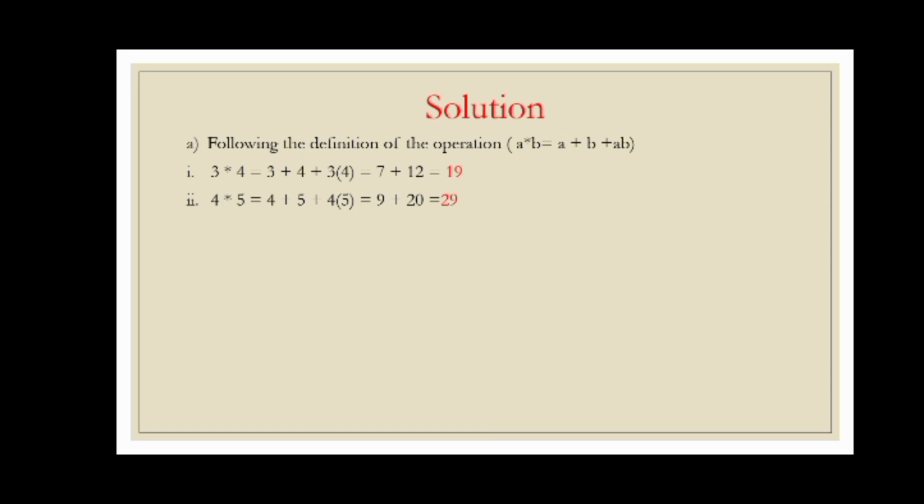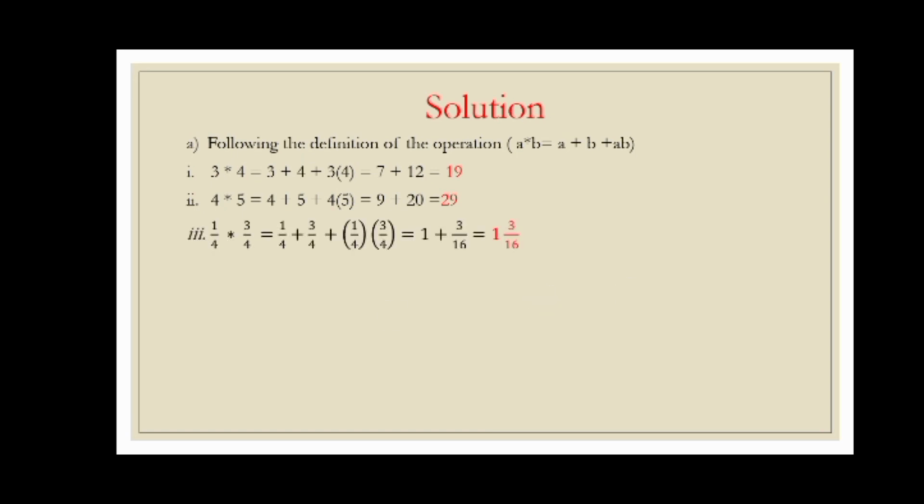Now let's look at the second one, 4 star 5. So now our A is 4, our B is 5. Let's substitute it into the definition. A, that's 4, plus B, that's 5, plus AB, that's 4 times 5. So 4 plus 5 is 9, plus 4 times 5, which is 20. So 9 plus 20 is 29. That's the second answer.